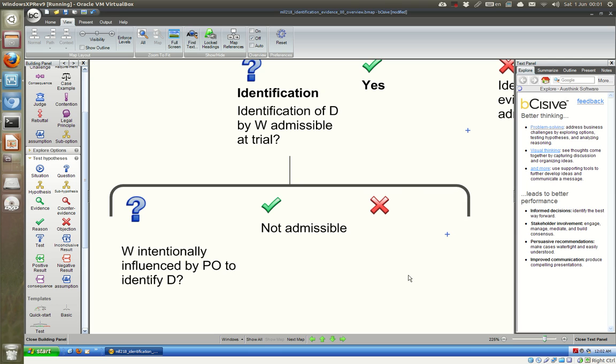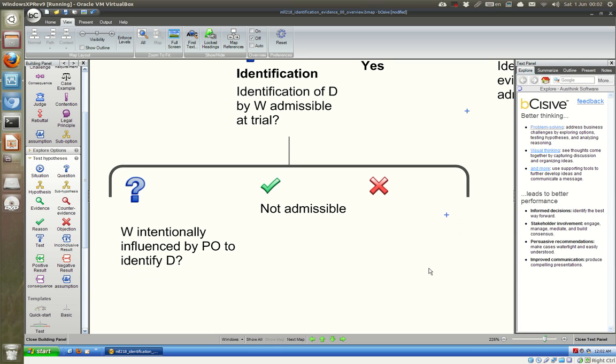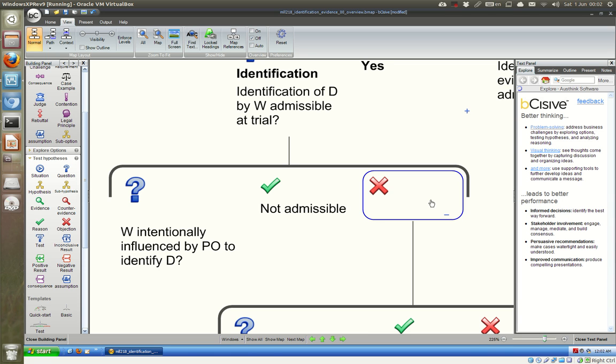So how do we determine whether identification evidence is going to be admissible at trial? The first question, the key question to ask before anything else, is whether the witness was intentionally influenced by the police to identify the accused. This is a showstopper. If it transpires that the witness was intentionally influenced by the police to identify the accused, then the identification evidence is inadmissible. Full stop. But in most cases we'll look at, that's not going to be the case.